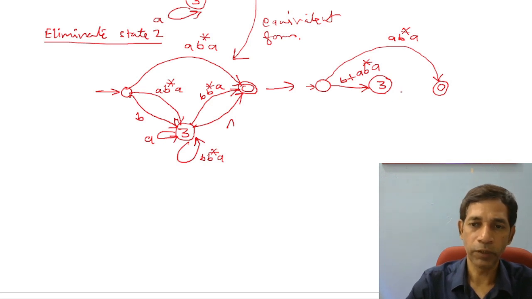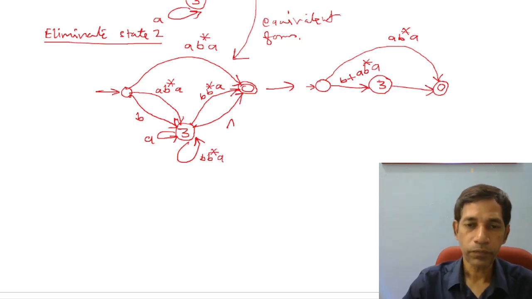Similarly, from state 3 to the final state, you can do like this. From 3 to the final state, we have two edges going in parallel in the same direction. So you can have null plus B star A. So you have the resulting edge.